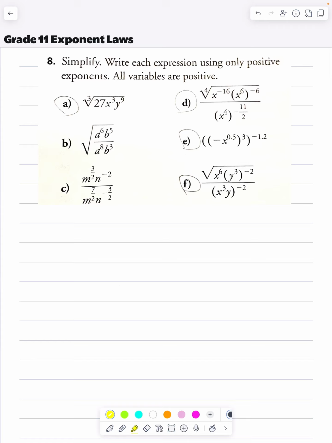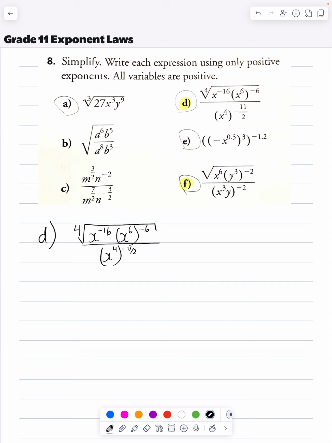For this question, I'm going to do D and F. So I'm going to do D first, using our exponent laws. I'm going to copy out the question: the fourth root of x to the negative 16, x to the sixth to the negative 6, and that is divided by x to the fourth to the exponent negative 11 over 2.